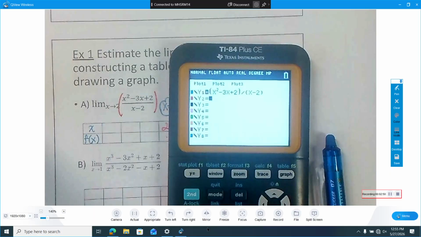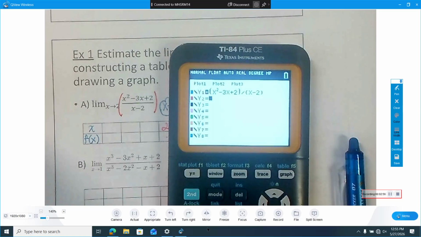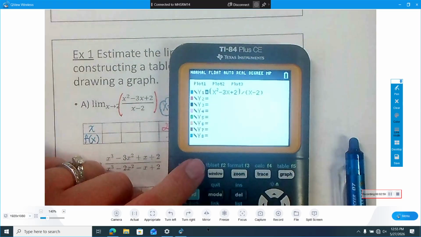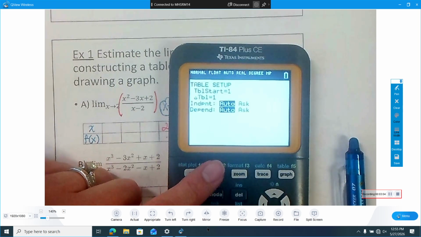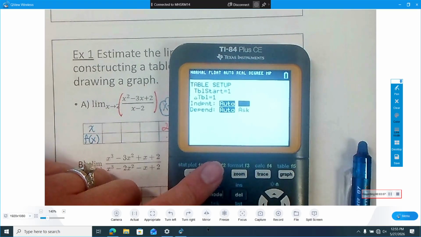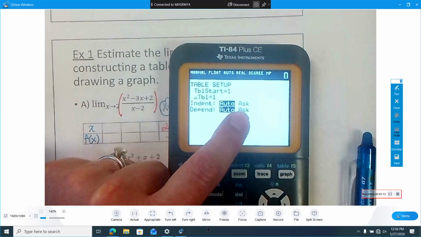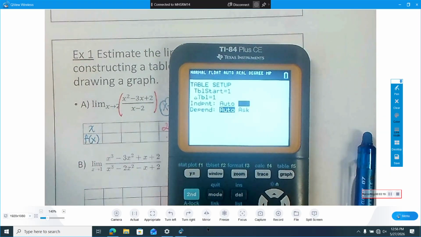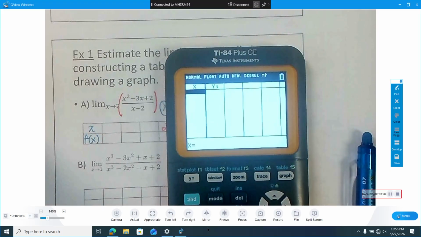But what we can do is we have a table that we can use in blue, but I want to use very specific numbers, and I want to pick my own numbers. So there's table settings here in blue. If you do second table settings, I want to be able to input my own independent variable. So go to the independent and highlight ask by hitting enter. And then it'll automatically give me the dependent variable, the output, but I get to put in my own input here. So that's really nice. And then I just want to go to the table. So go second table, and you can see we have this empty table.